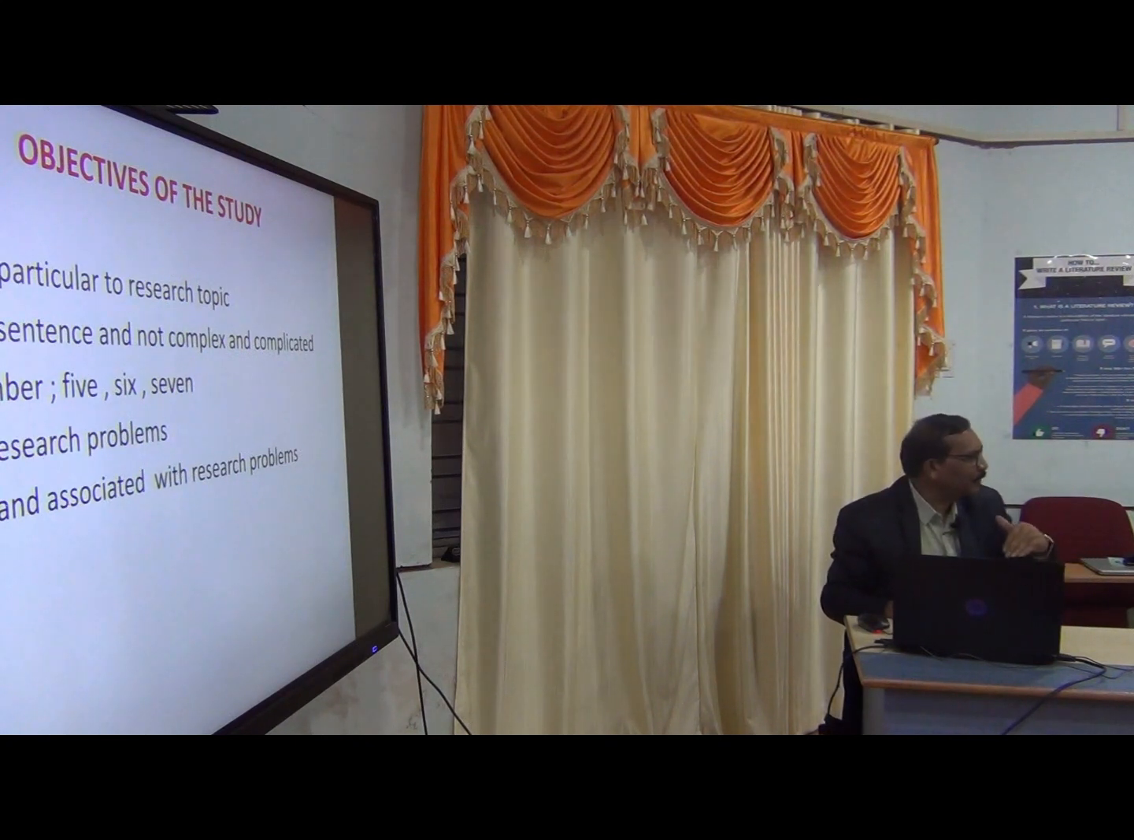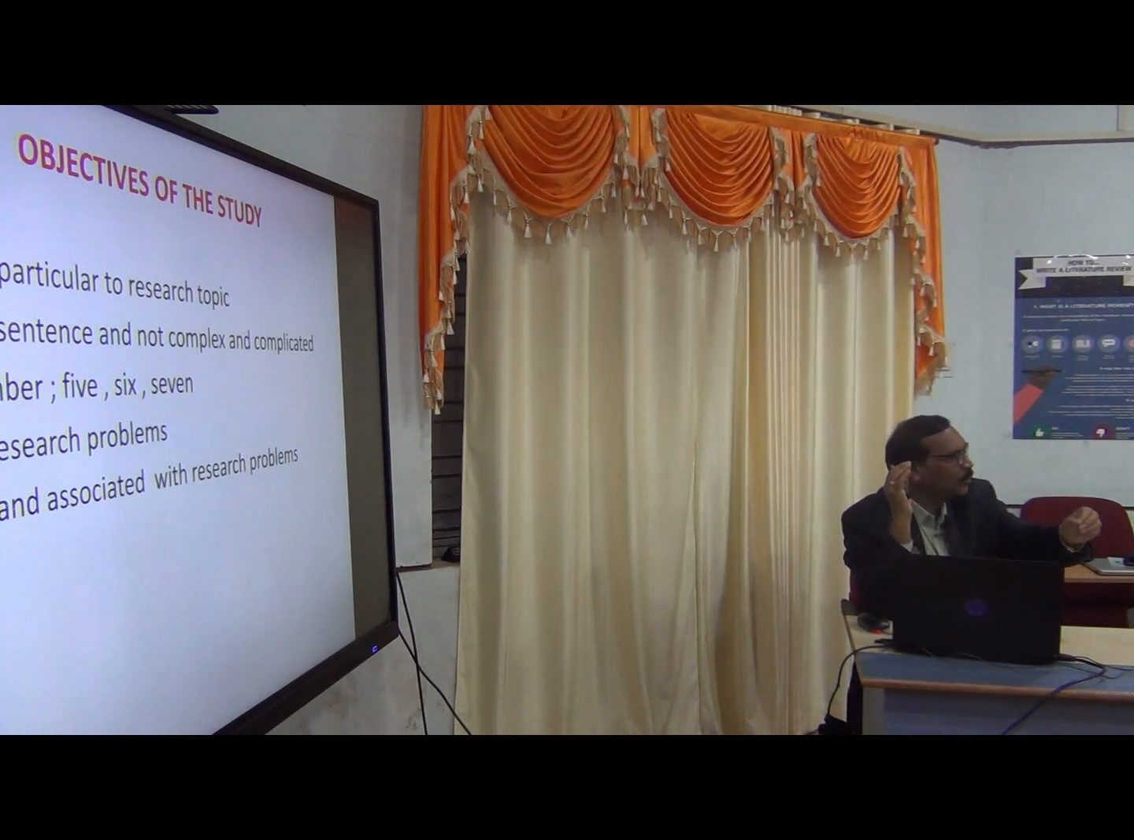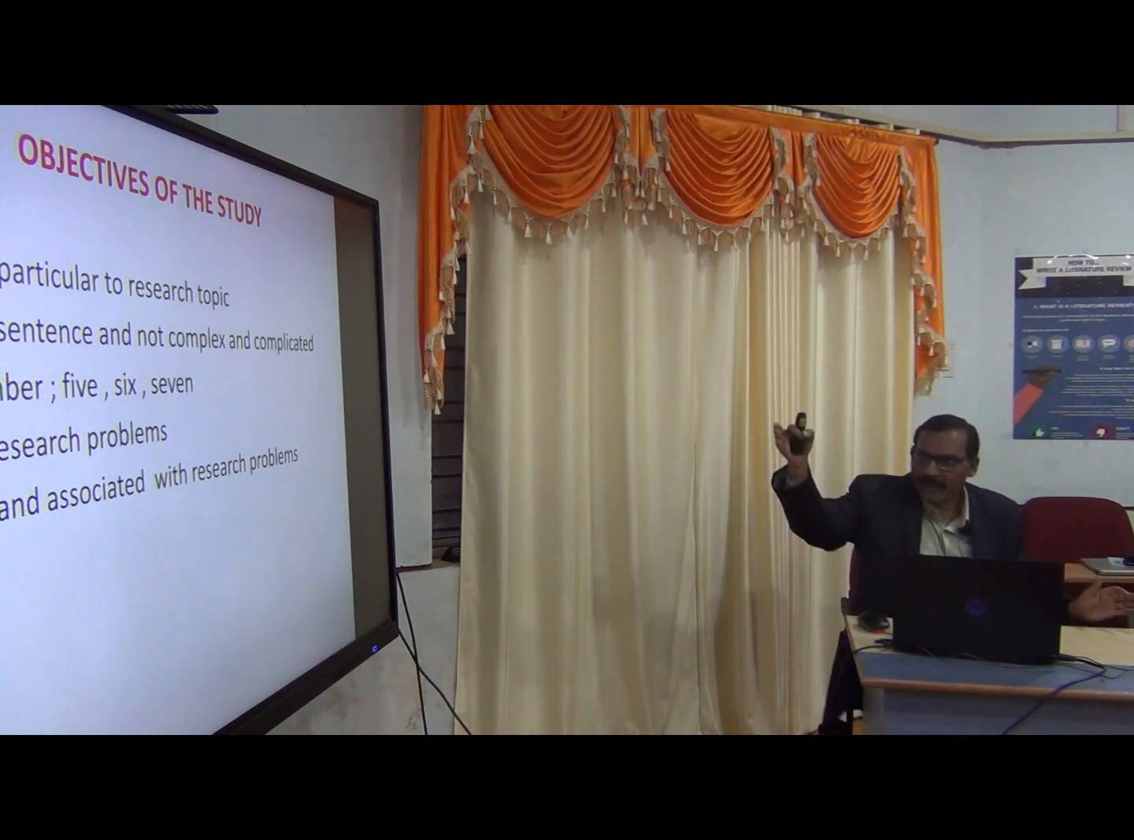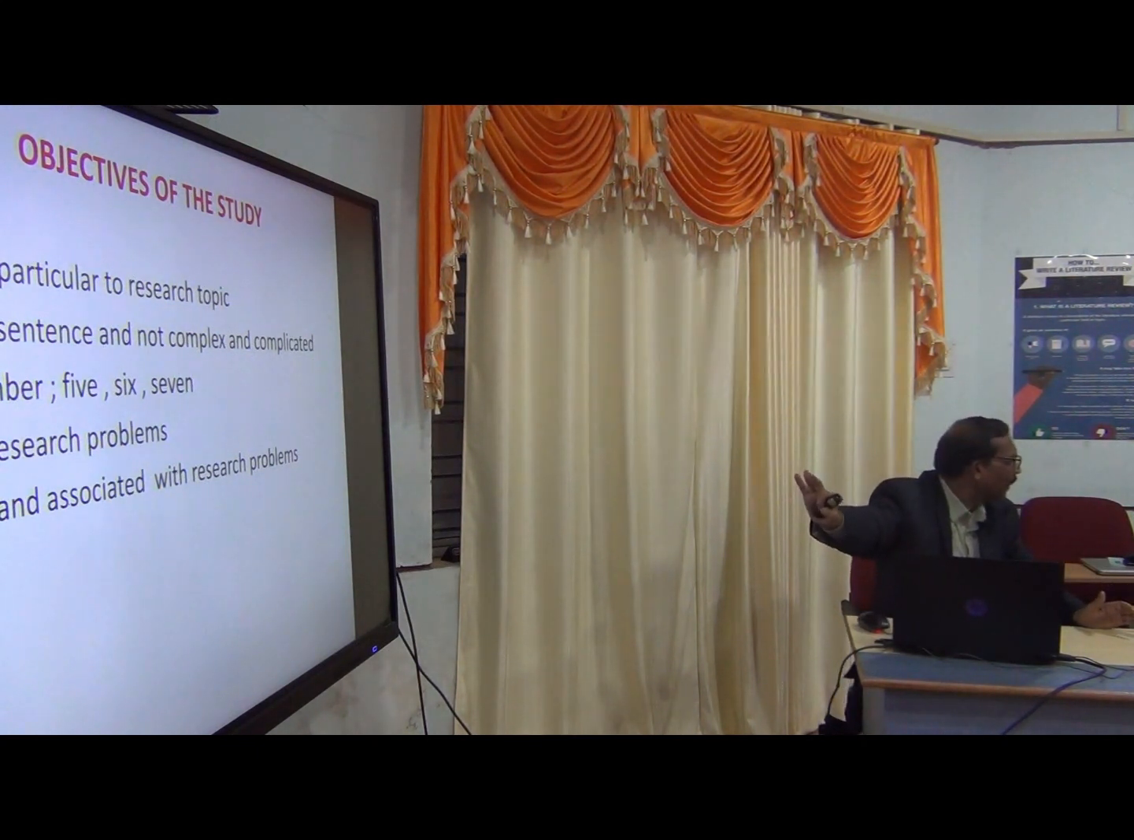Suppose my first objective is to identify disparities in rural-urban areas, and the objective on the role of government comes last. That is not a proper sequence. So there should be a proper sequence. Objective should reflect the research problem. Objective should reflect the research questions and sub-questions that you identified. So that is what the objective is.